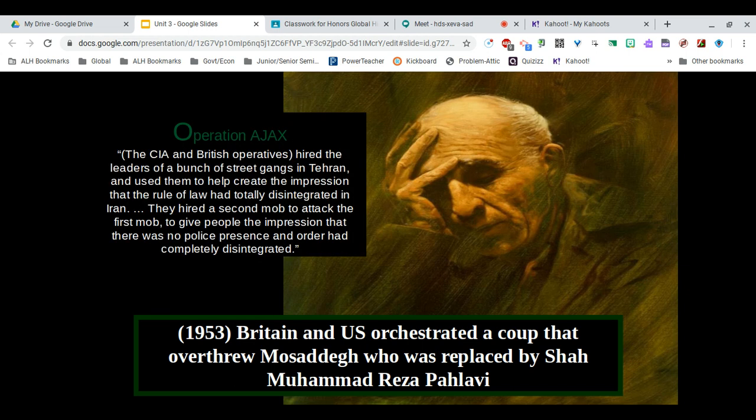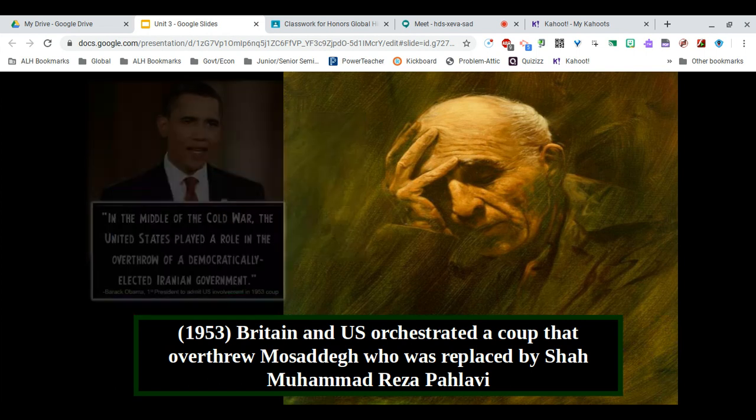And this is known as Operation Ajax, where they hired the leaders of a bunch of street gangs in Tehran and used them to help create the impression that the rule of law was totally disintegrated in Iran. They hired a second mob to attack the first mob to give people the impression that there was no police presence and order had completely disintegrated.